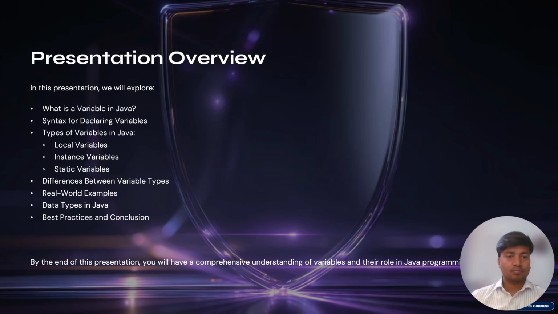So this is my presentation overview. In this presentation we will explore what a variable is, what a variable is in Java, the syntax for declaring a variable, and the types of variables in Java. There are three types: local variable, instance variable, and static variable. After that, the difference between the data types. Then we'll see a real-time example. After that, data types in Java, best practices and conclusion. So let us start from my next slide.